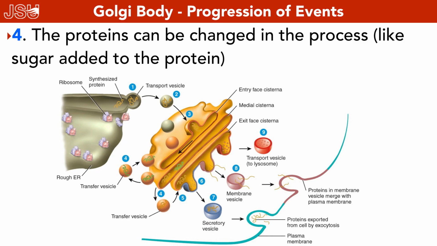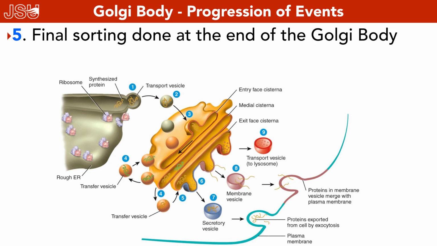Then what are we going to do with them? We've done shaping them. We've put carbohydrates on. We've done all the stuff to them. Then what? Send them where they're going to go. Exactly. We're going to do that final sorting at the end, and we're going to send them off along their way. So what are some options here?